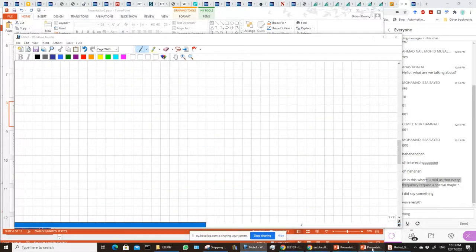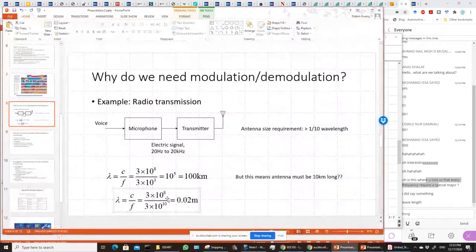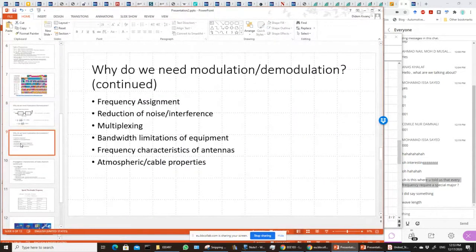Okay, so the wavelength in space is, where were we? Lambda is c divided by f, c generally being the speed of light. Why do we need modulation and demodulation? Again, why were we modulating? Frequency assignment, multiplexing. We talked about this. Do I need to get into this?